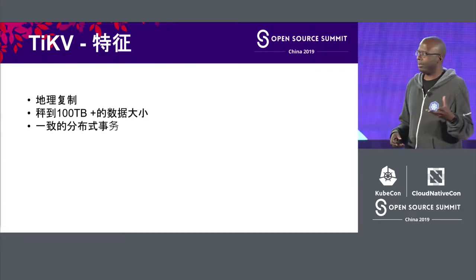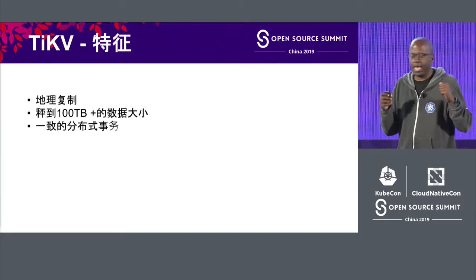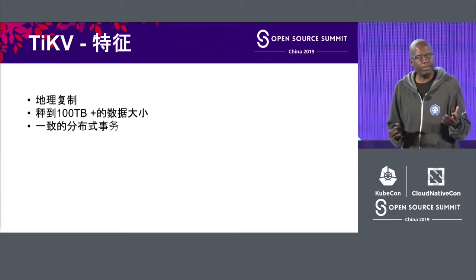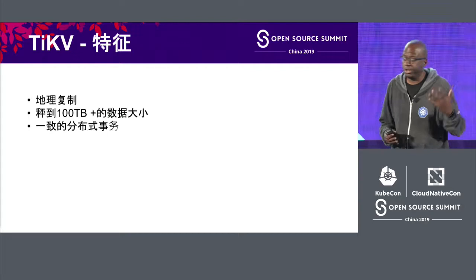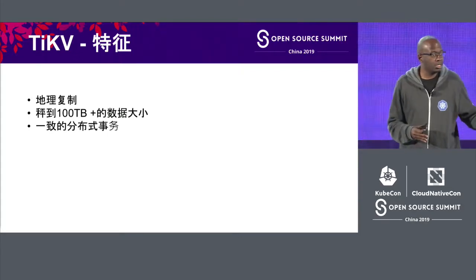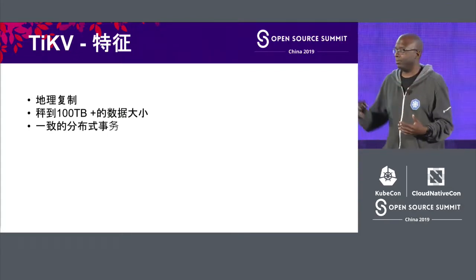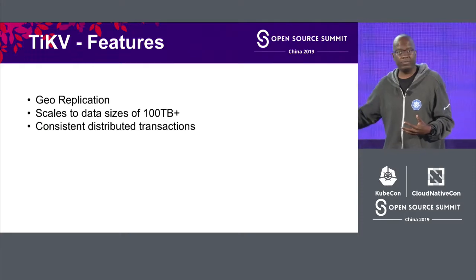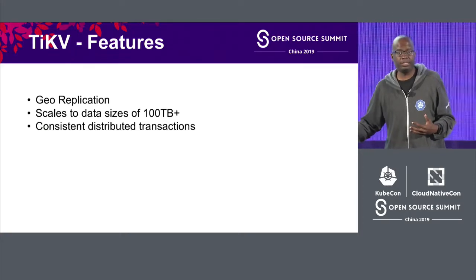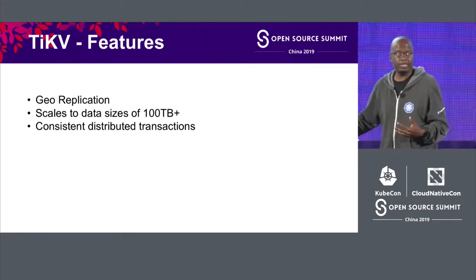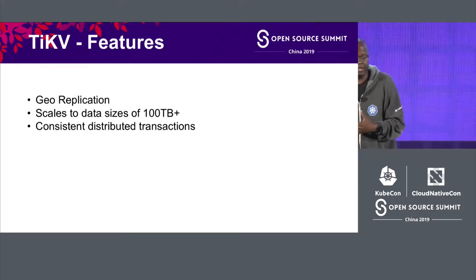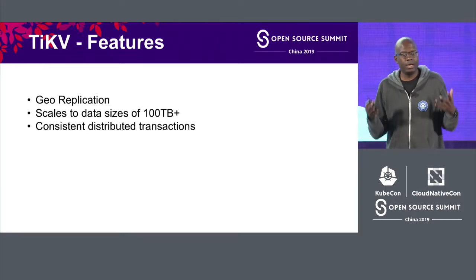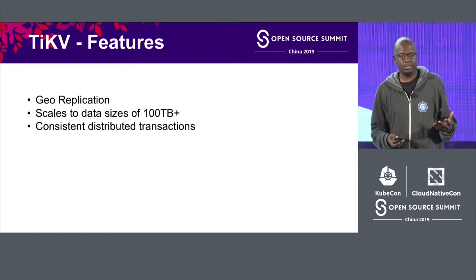Geo-replication: you can actually have a key value database that is here, it could be in Beijing, it could be in Japan, we could go across the Pacific to the west coast of the United States, keep on going across the United States to, let's say, the east coast of the United States, and guess what? The software actually supports that.